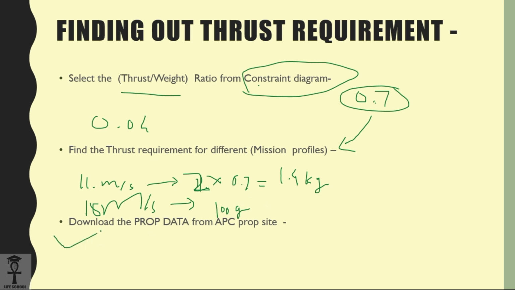Now we need to download the prop data for our APC props. In order to download it, I'll show you the website as well, and I'll put the link in the description from where you can download the prop data. I'll show you one example of how to analyze the prop data, and from the prop data how to select a motor.